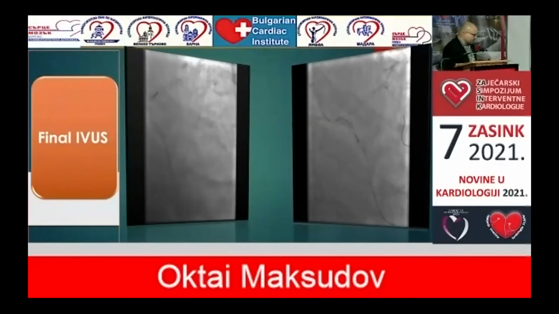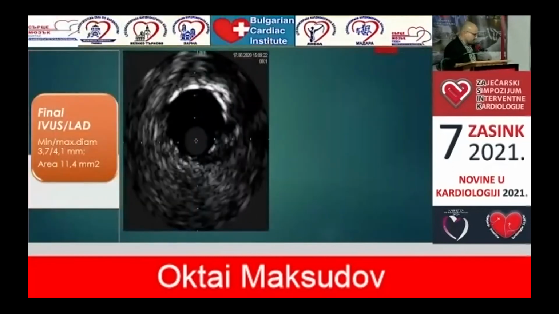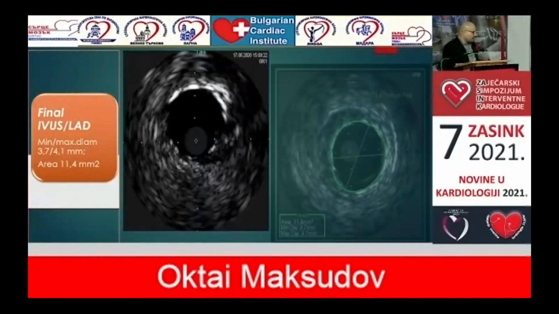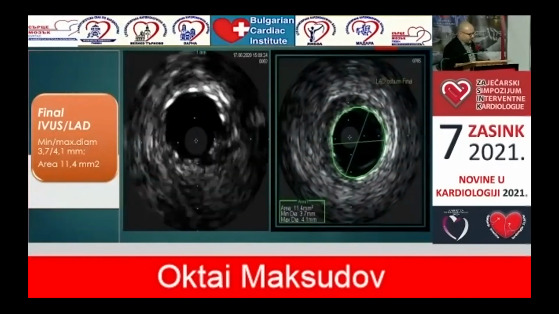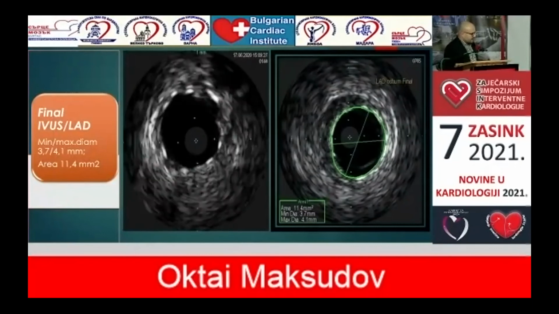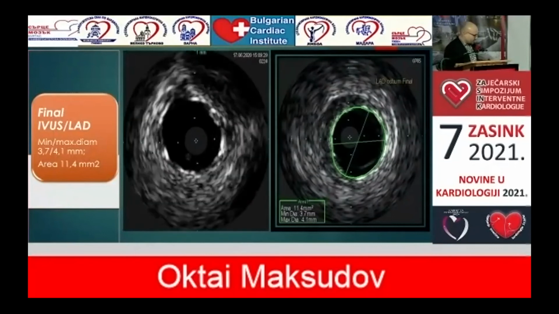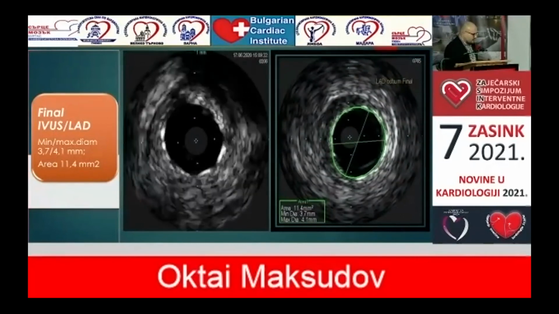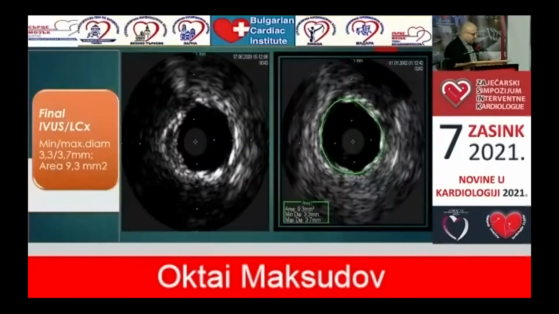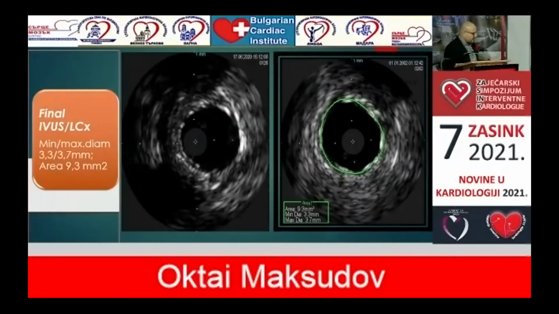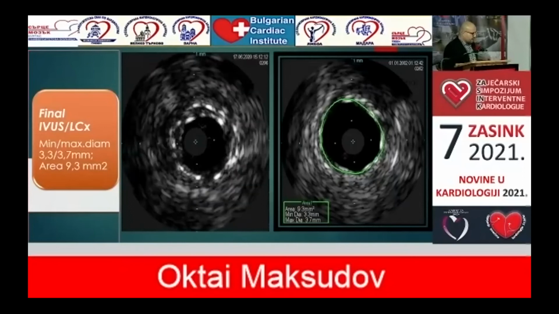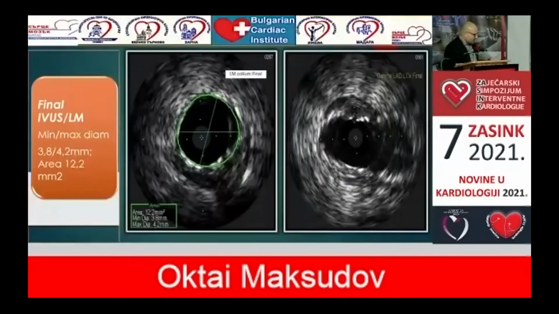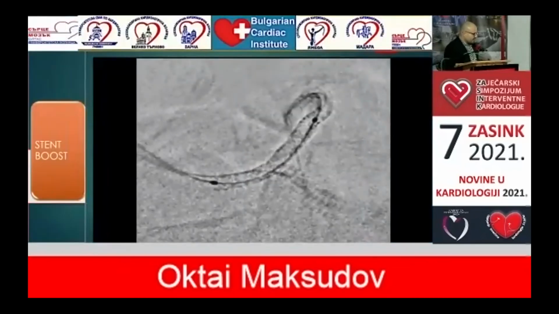And what shows the final IVUS? This is the IVUS in LAD with area of 11 square millimeters and maximal diameter of the stent 4.1 millimeters. Good expansion of the stent. Also in the circ, the same results, area above 9 square millimeters and maximal diameter of 3.7 millimeters. And in the left main, you can appreciate the numbers, area above 12 square millimeters and the maximum diameter of 4.2.